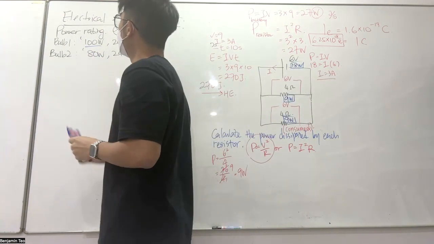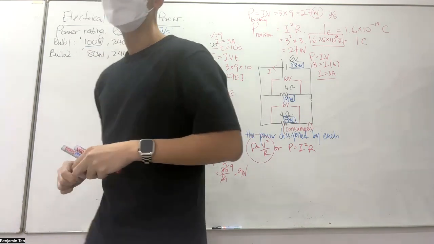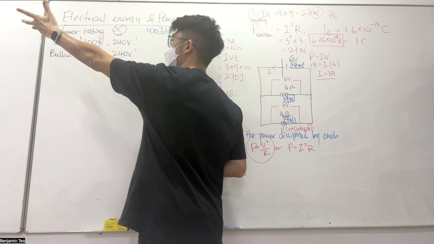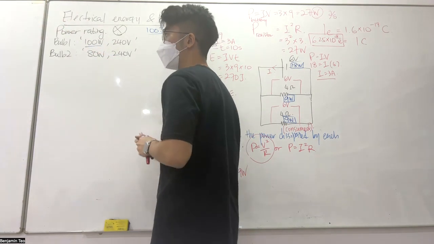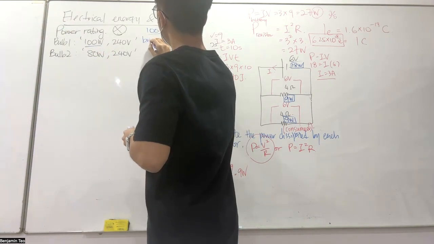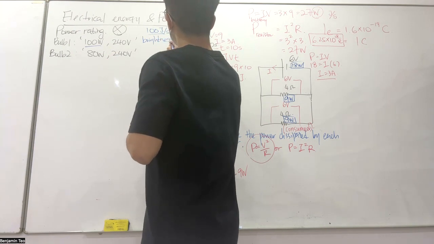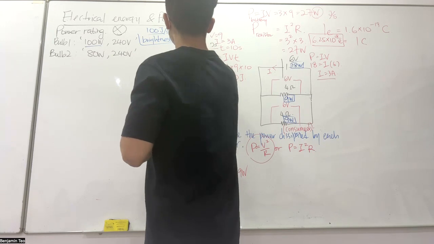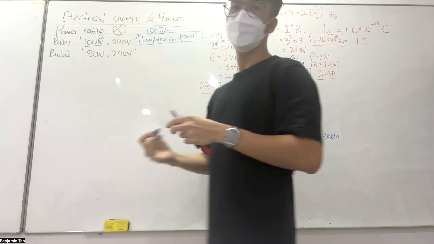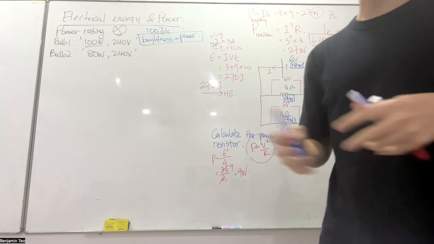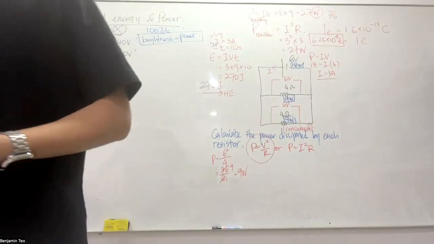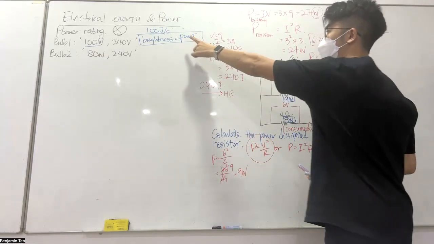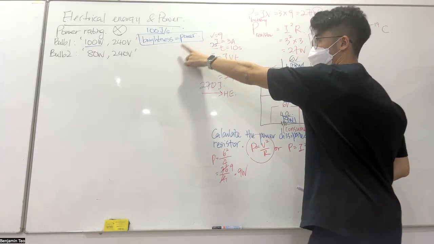So the higher the power, the brighter the bulb. The higher power means in 1 second you convert more energy to light. It should be brighter. So the brightness of the bulb is related to power. Remember this one, okay? Because in exams, they will ask which bulb is the brightest. You have to think in terms of power, the energy converted per second.